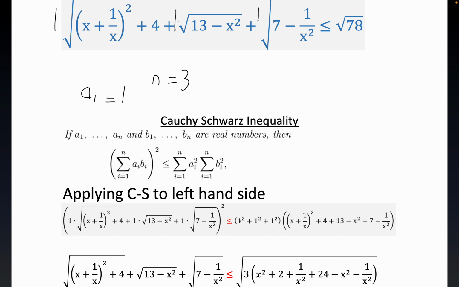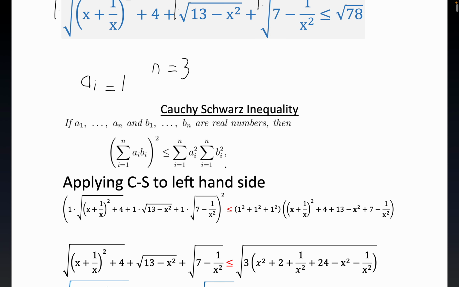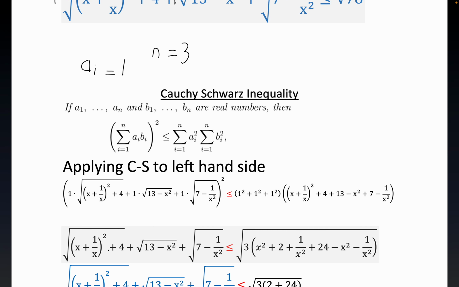I wrote that down for emphasis, 1 squared plus 1 squared plus 1 squared. Then these objects are all square roots of some algebraic expression, and when you square the square root of something, you just get the radicands back. Like you see right here, when the square root of 13 minus x squared got squared, all that's left is the radicand 13 minus x squared. Now, when we go to this next line, we're taking the square roots of both sides so we can get to the expression we're actually trying to find an upper bound for.